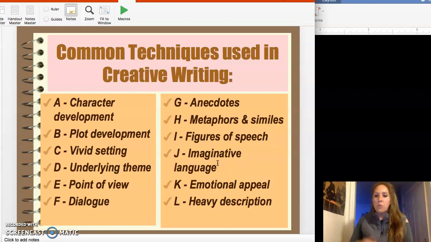Imaginative language. How does the author really bring life and color and flavor into their writing? Emotional appeal. How do they make the readers feel something? A lot of that rings true in one of the stories from today's assignment. And then heavy description, really putting in the imagery in the five senses so that we feel present in a story.